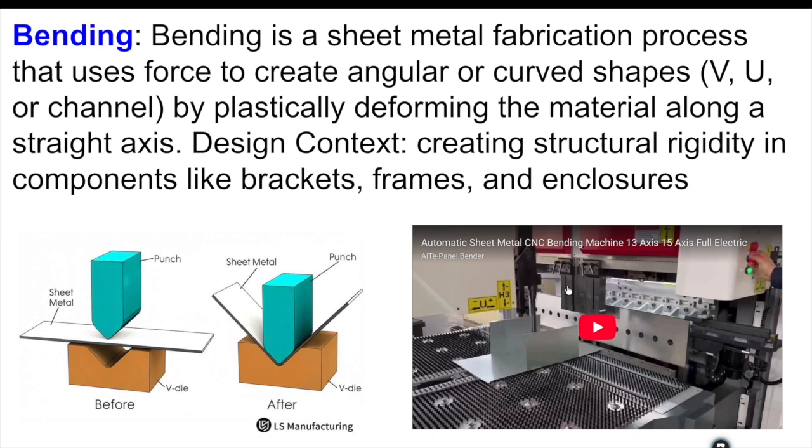This is a great video. It's quite short, but it shows you how an automated CNC bending machine works. And you can see that it's bending this piece of sheet metal into more or less a box shape.